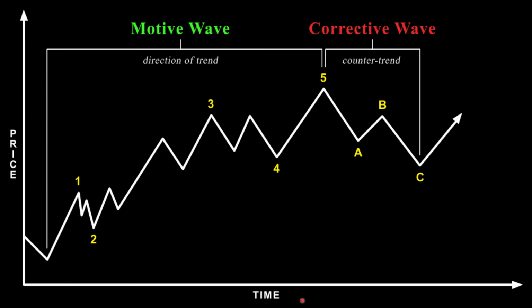So the basics, we have wave structure that divides into motive waves, which advance a pattern. Usually those are 5-wave moves, and then corrective waves, which retrace that 5-wave move.